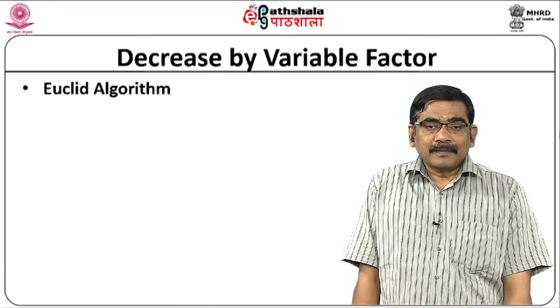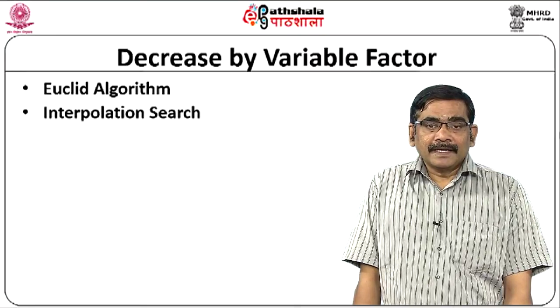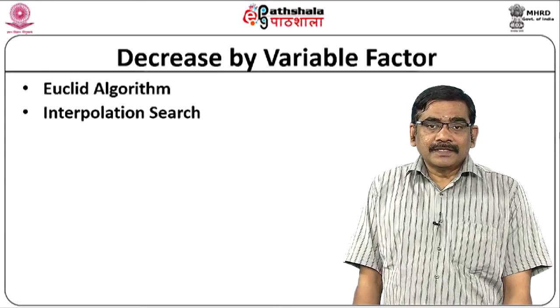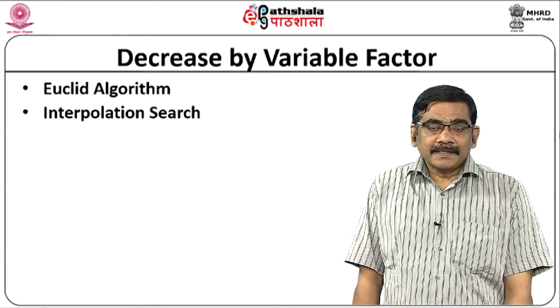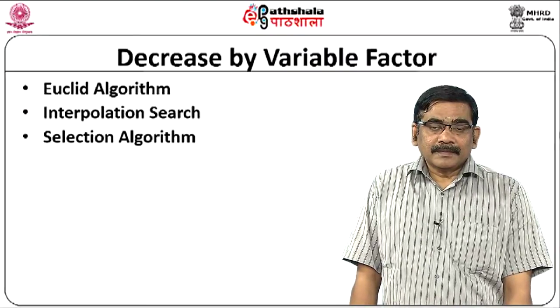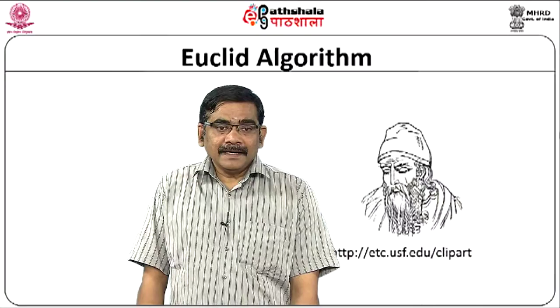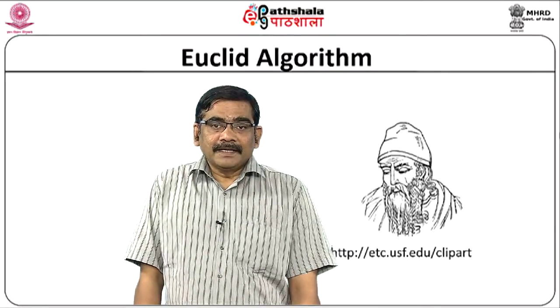We are going to take problems like the Euclid algorithm, where we are going to see how the GCD is obtained. Then interpolation search, an extension of search algorithm, where we reduce the search space depending on the context of the given problem. Then the selection algorithm, where we discuss how to find the kth smallest element in an array, and finally, we are going to discuss median algorithms.